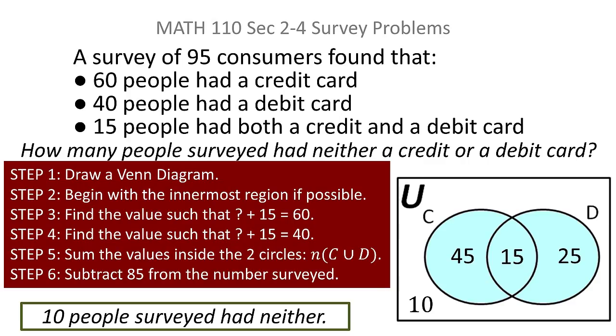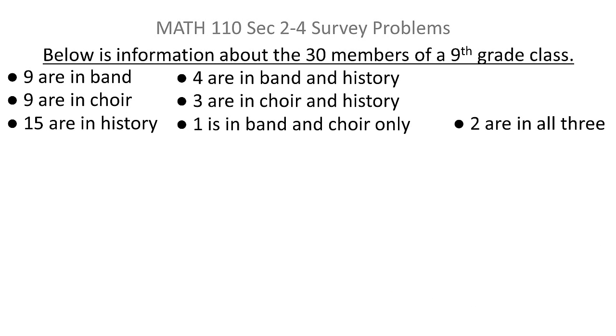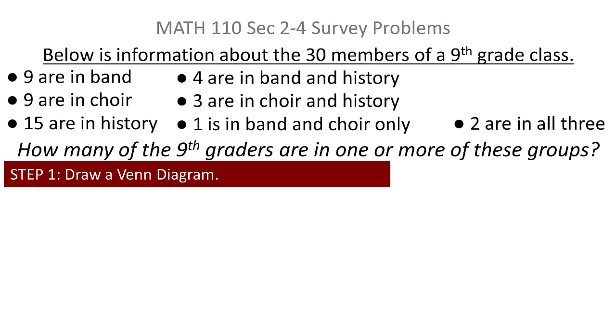Venn diagrams are perfect for problems like this. Let's bump it up a little now and do a problem where you have three circles. This problem says you have 30 members in a 9th grade class. Some of them are in band, some are in choir, some are in history. If you look through there, there are only those three, so you want a three-circle problem. You've got to draw a Venn diagram.